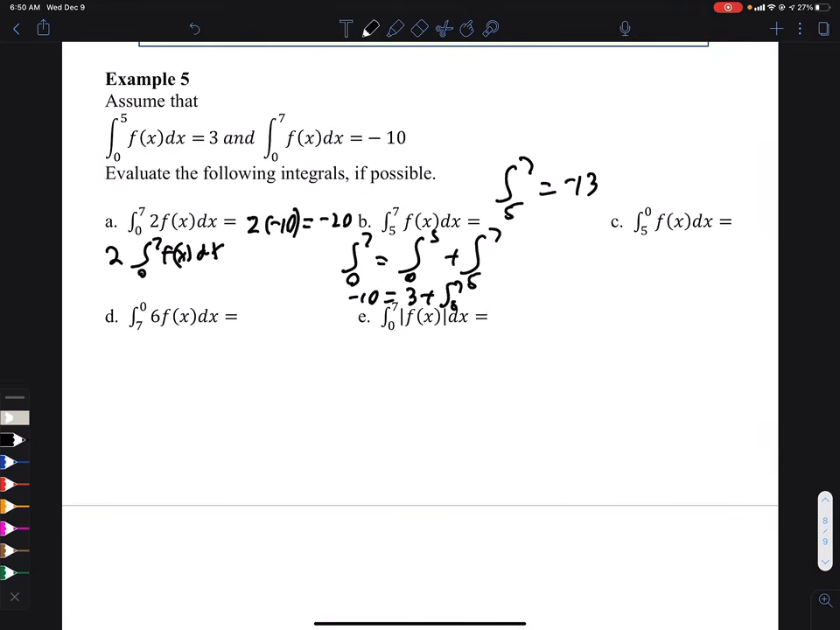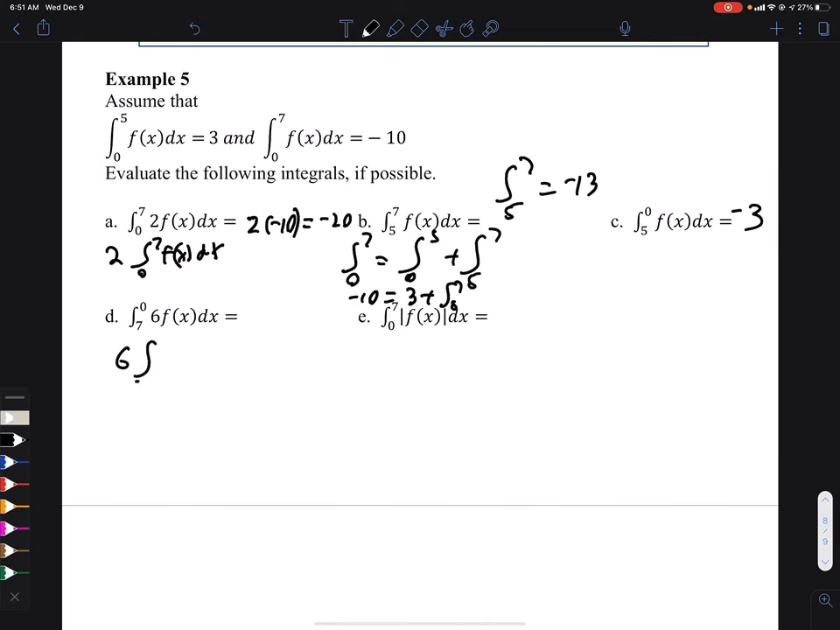Tricky. That is a really common question on multiple choice AP tests. So if that seems hard to you, process through what just happened. Okay? That is very common. This one's easy. 5 to 0. 0 to 5 is 3.